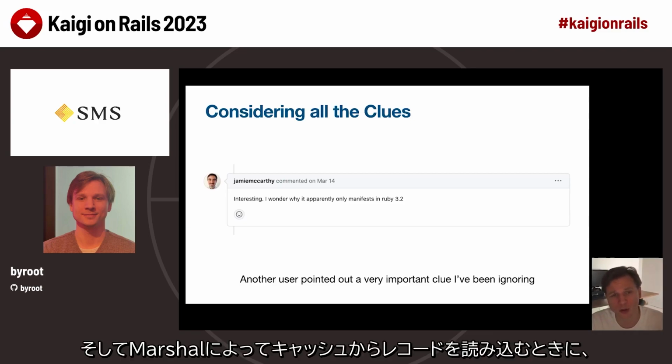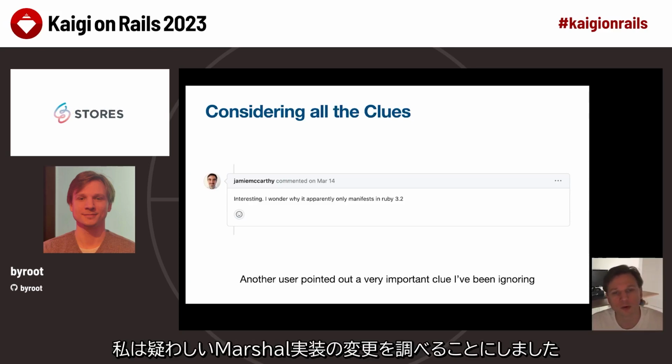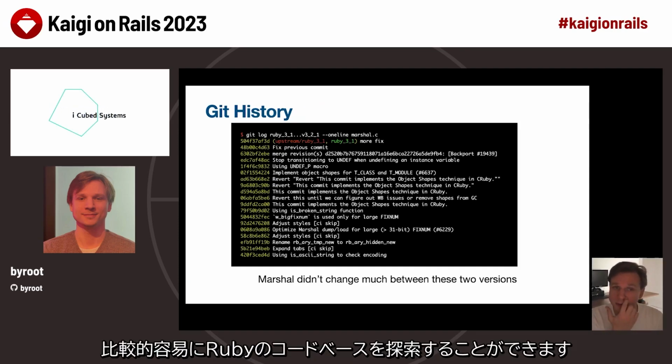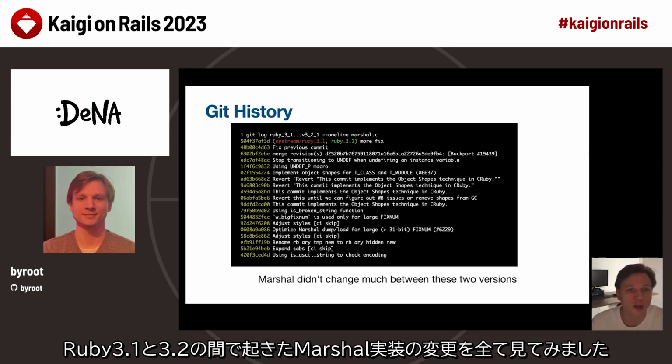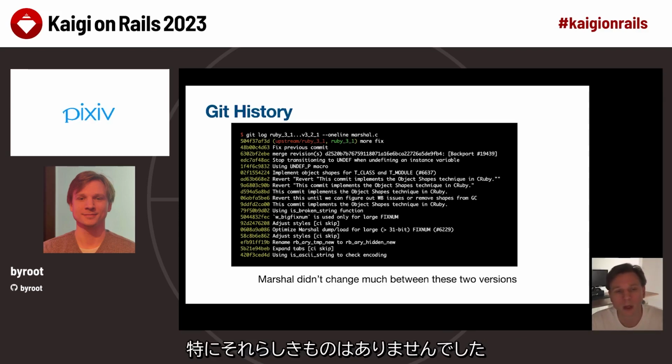And since the bug was triggered by Marshal, by loading a record from cache with Marshal, I went to look for suspicious changes in the Marshal implementation. Since I'm a Ruby committer, I'm also able to navigate the Ruby codebase relatively easily. So I went to look for all the changes in the Marshal implementation between Ruby 3.1 and 3.2. I was hoping to find a big, clear thing, but nothing was jumping out at me.